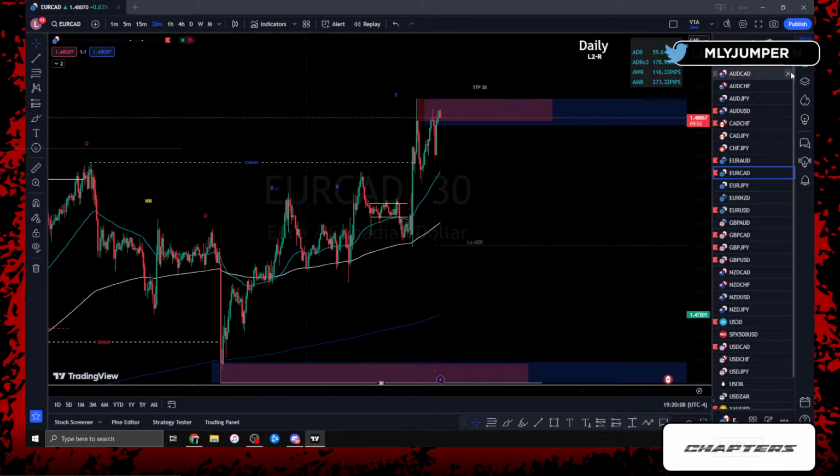If it wants to continue to go up, we'll look for continuation. If it goes down and gives us a pullback, we'll look for an entry at the pullback at the higher low to continue to make higher highs.